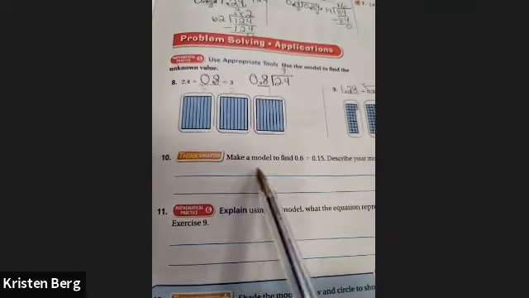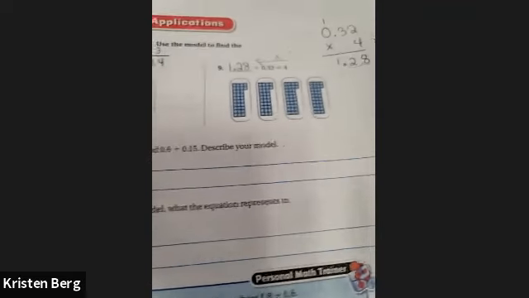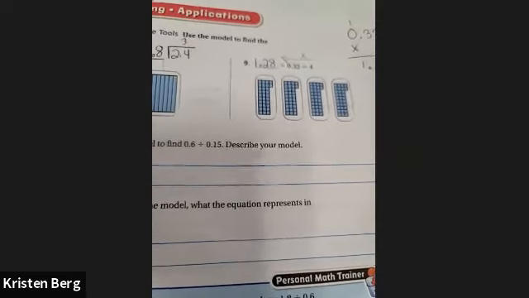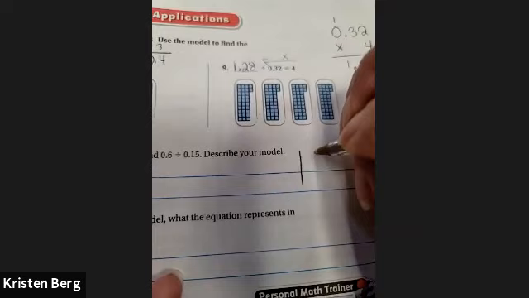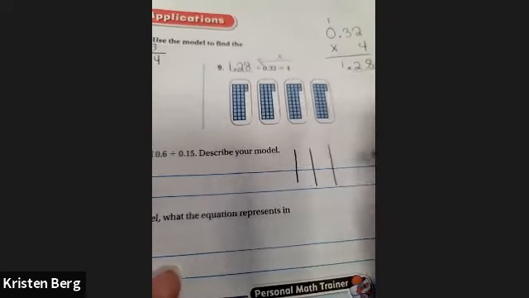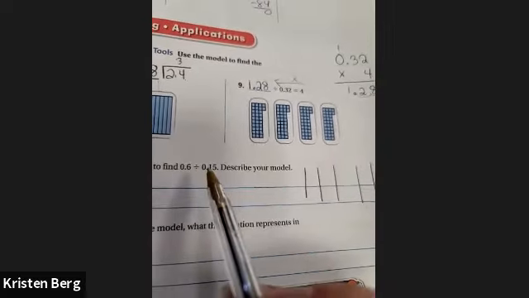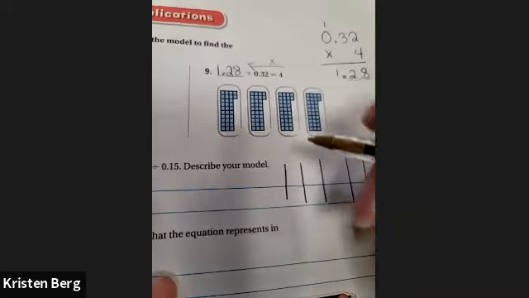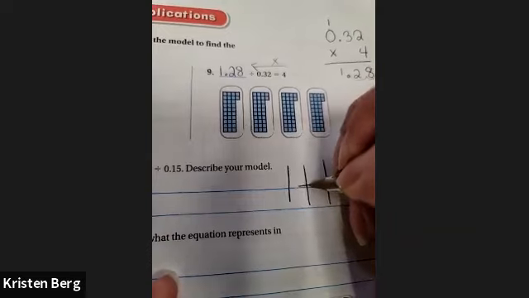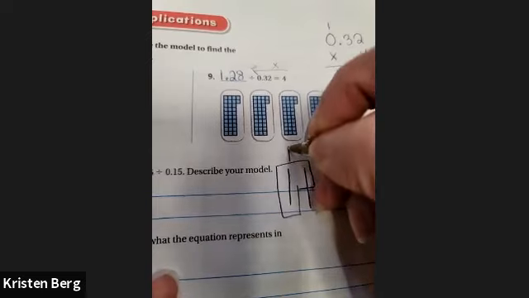All right, next. It says make a model to find 6/10 divided by 15 hundredths and describe your model. So guys, what this one is saying is they wanted you to do 6/10. So here's 6/10. And they wanted you to cut them into sections of 15 hundredths. Now remember, one strip is 10, but I need a total of 15. So I would need half of this one. So this is one group.